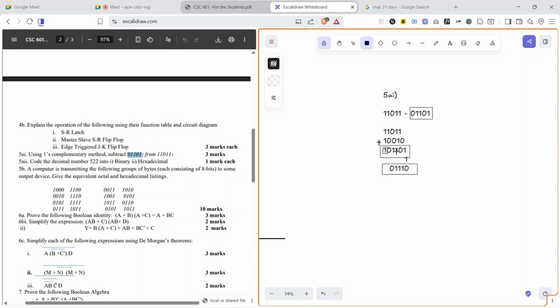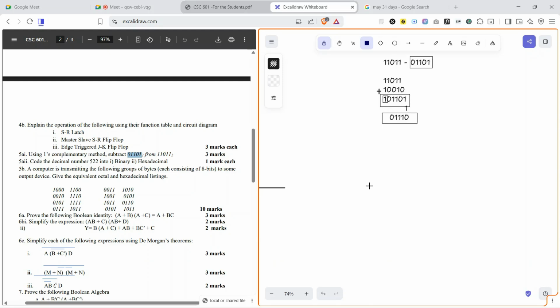So when you've done the addition, if you now have a carry of 1, you are going to remove this 1 from here. If it is 0, you don't need to remove. But if it is 1, you are going to remove this 1 and add it to what you have here. Since you've removed it, you add it, and then this will now be your answer.